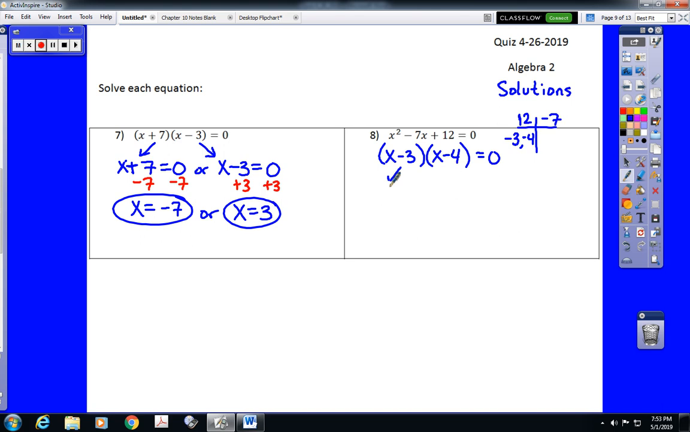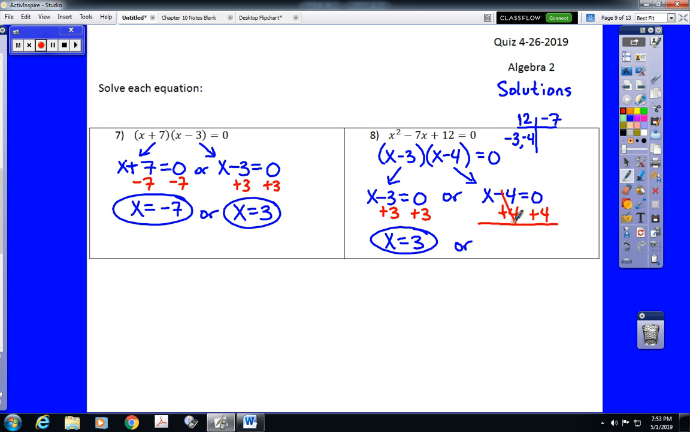Now it's exactly like number 7. We take each of those factors and we set them equal to 0 because our solutions are the solutions to these two one-step equations. On the first, we would add 3 to each side, giving us a solution of x equals 3. On the second, we would add 4 to each side, giving us a solution of x equals 4.